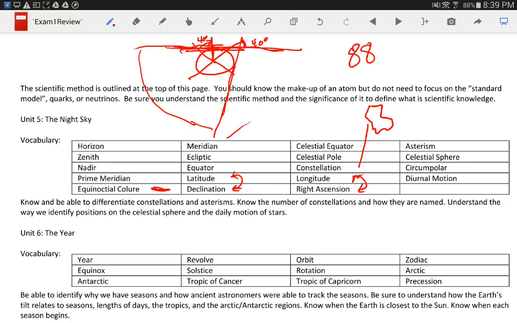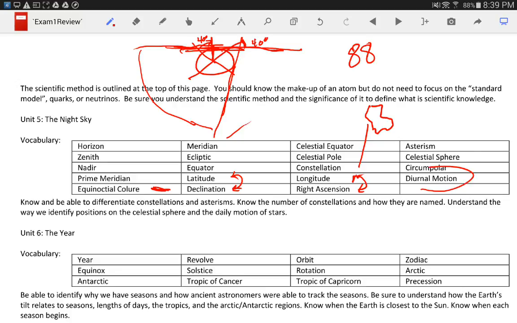So, example of a circumpolar, would that be like the Big Dipper? Yes, the Big Dipper is circumpolar. And so all those ones up there, Big Dipper, Draco, Little Dipper, Cepheus, Cassiopeia, those are all circumpolar.